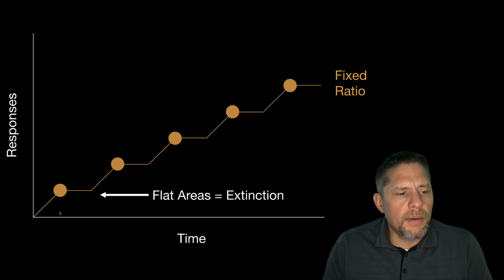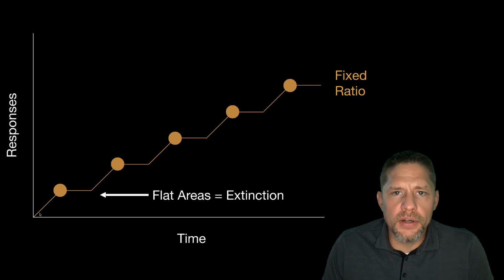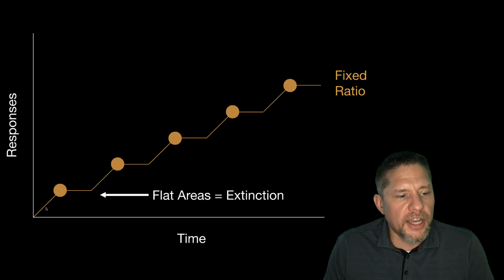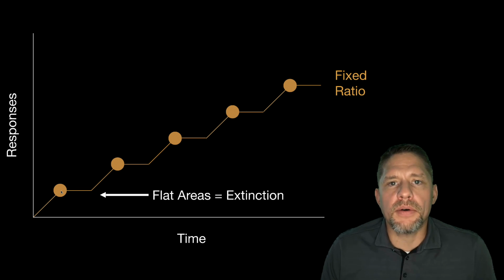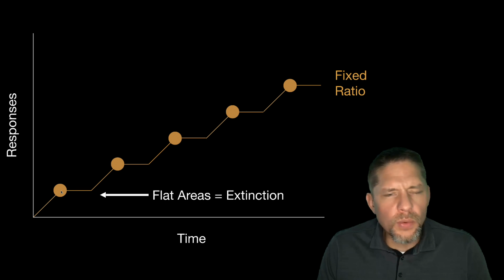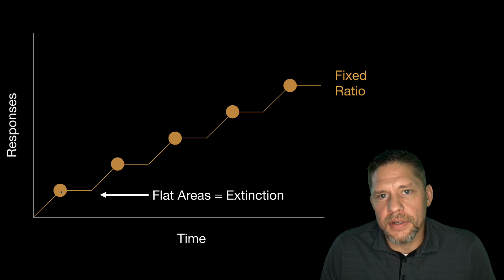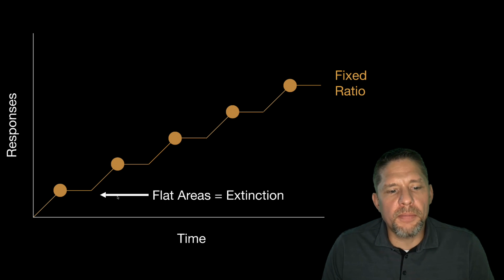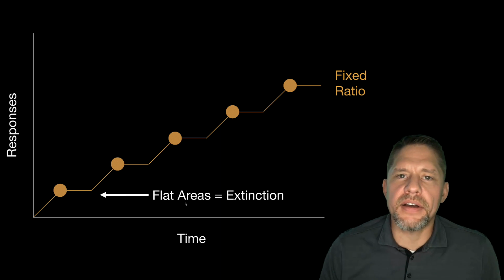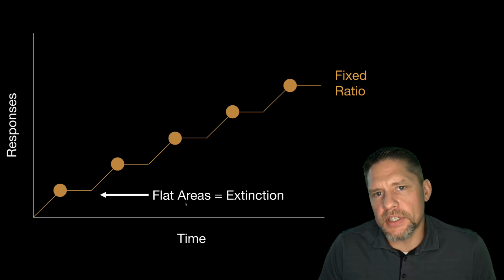So let's just say it's a 5-to-1 fixed ratio. In other words, over the first few seconds or first minute, the rat has to press the lever 1, 2, 3, 4, and 5th time, out comes the pellet. What do we notice happen next? I've drawn a big white arrow pointing at it. Yeah, we see this flat area, which is known as a period of extinction.